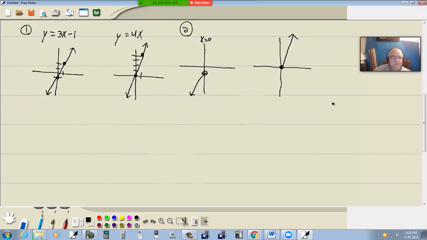And then our third step is to merge those into one graph. So I've got an open dot here. It's going down like this. This is a solid dot, and it's going up like that. And that would be our graph. And I've got more examples, like I say, in the YouTube video if you need more help on that.